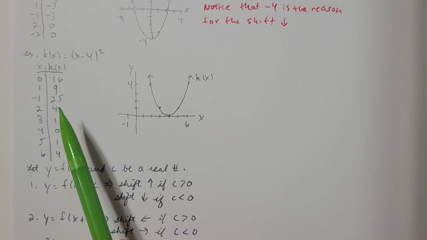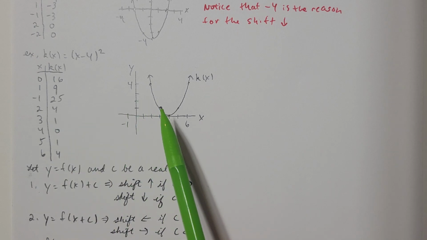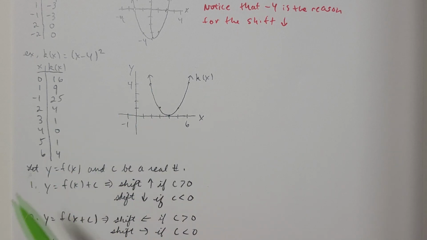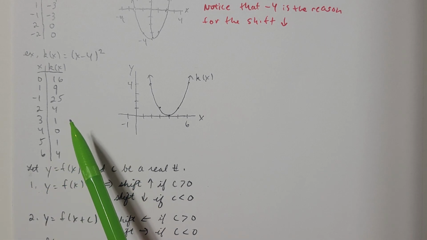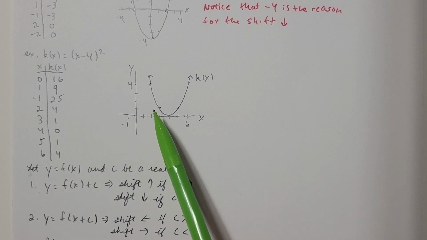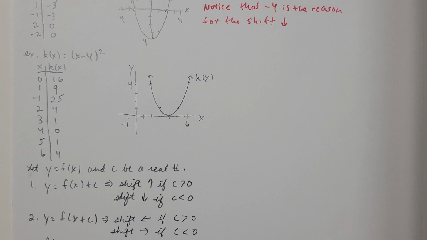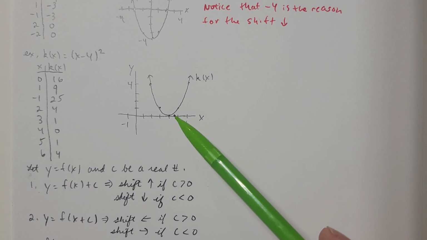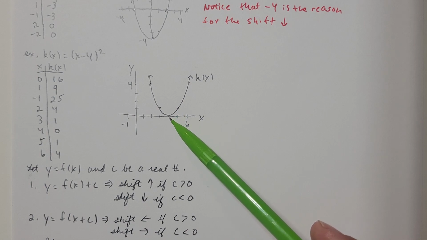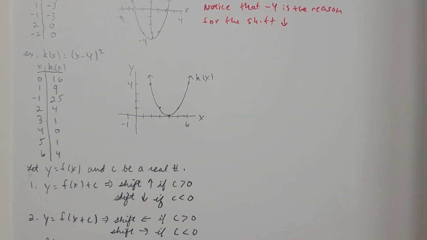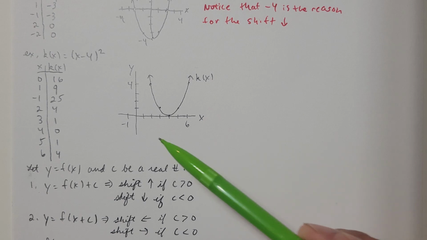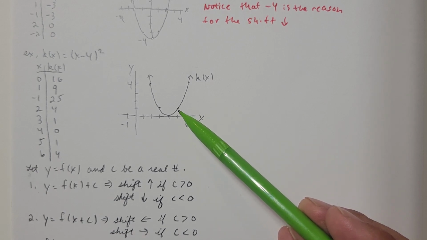2 minus 4 is negative 2, and negative 2 squared is 4. So the point 2, 4 is on the graph. If we let x be 3, 3 minus 4 is negative 1. Negative 1 squared is 1. So there's the point 3, 1 on the graph. If we let x be 4, 4 minus 4 is 0. 0 squared is 0. So there's 4, 0 on the graph. If we let x be 5, 5 minus 4 is 1. 1 squared is 1. So there's 5, 1 on the graph.